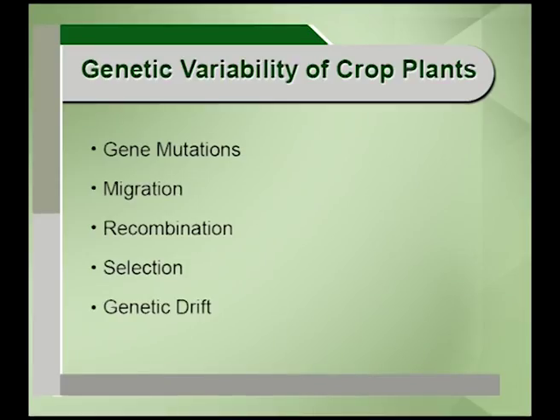Remember, only when there is a variability can a crop be evolved, or in other words, evolution of crop plants is possible only when there is a variability, and we need variation. Only when we have the variation can we go further for selection, or for any plant breeding activity. So this genetic variability of crop plants is a cornerstone for plant breeding, and this variability is a product of gene mutation, migration, recombination, selection and genetic drift.